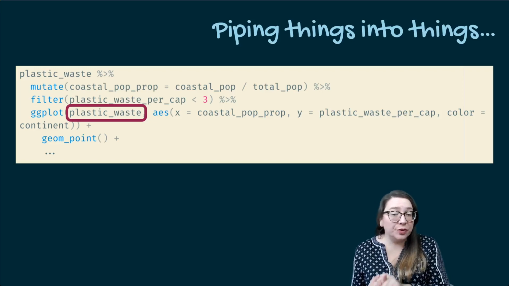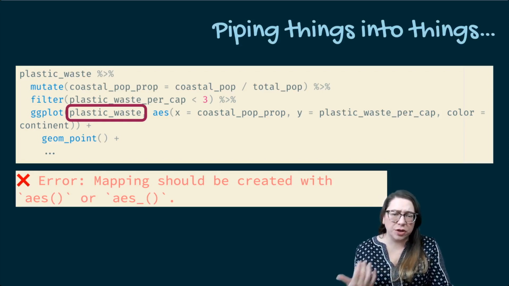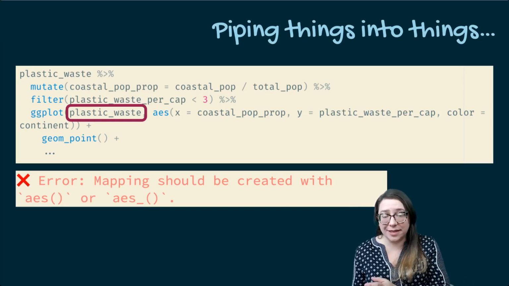But number two, what's coming from the previous pipeline is clashing with what you have defined as a data set in the ggplot call as well. So then you get an error along the lines of this: mapping should be created with aes or aes underscore. So basically it's saying that you should be doing mapping with aesthetics. And you might be thinking, well, I have my aesthetic mappings in there. Why am I getting this error?